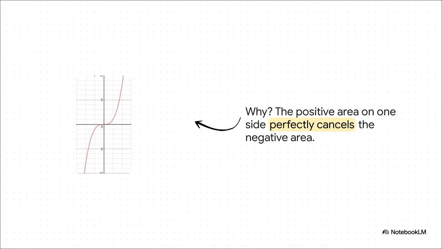So why does that work? Well, it all comes back to that 180-degree rotational symmetry. Because of that symmetry, the positive area the function makes above the x-axis on one side is perfectly, exactly canceled out by the negative area it makes below the x-axis on the other side. They just wipe each other out.